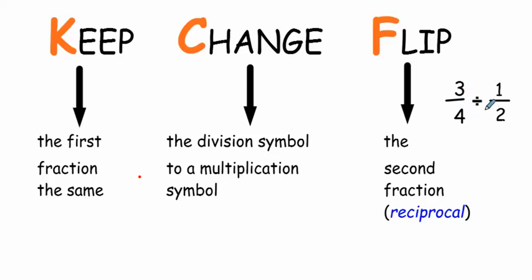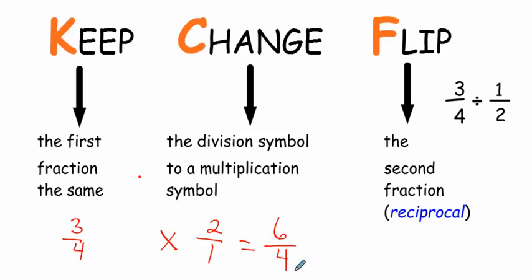We've got 3/4 divided by 1/2. I'm going to do exactly what it says. I'm going to keep the first number, change it to a multiplication sign, and flip the second fraction. Once I do that, it's simply a multiplication problem, so I'm going to do exactly what I did before. I multiply. 3 times 2 is 6, and 4 times 1 is 4.